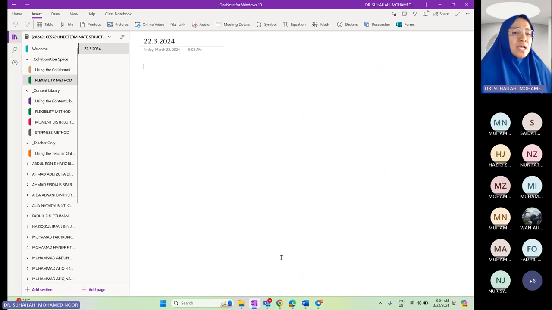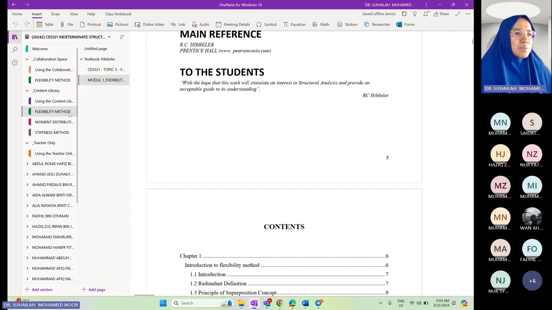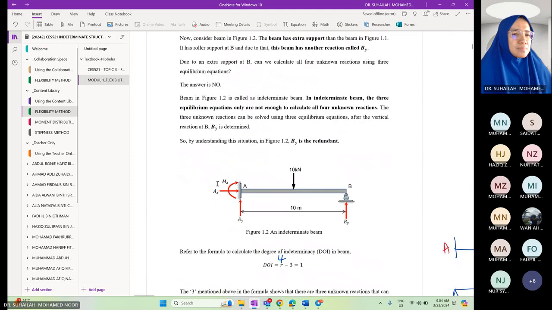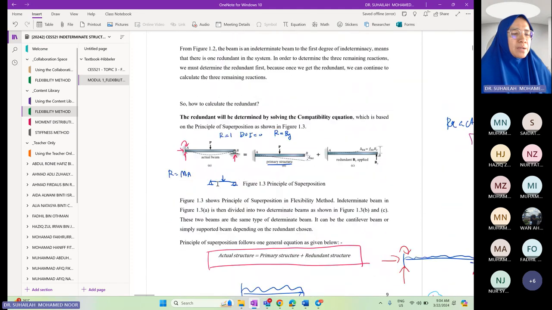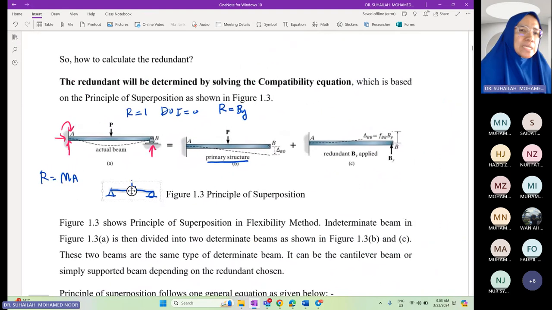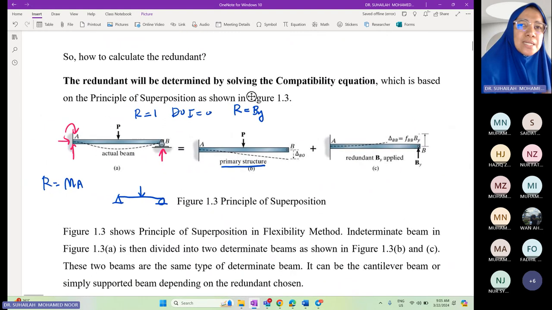Okay, saya nak suruh you buat yang tadi ni, is flexibility method. Saya nak you buat the principle of superposition when MA is the redundant. You lukis macam ni ke? You lukis actual beam is equal to primary structure plus redundant structure, tapi tukarkan MA as redundant. You sketch right now dekat your paper and then snap picture and upload dalam OneNote tadi tu.